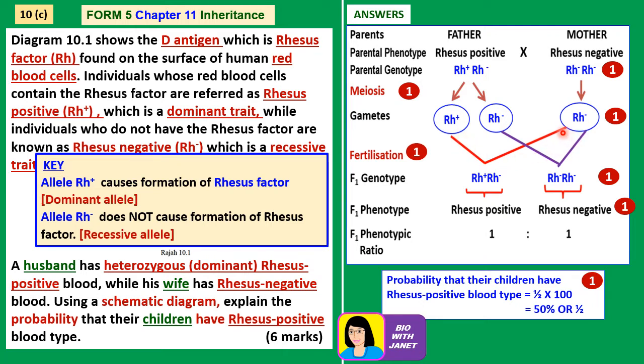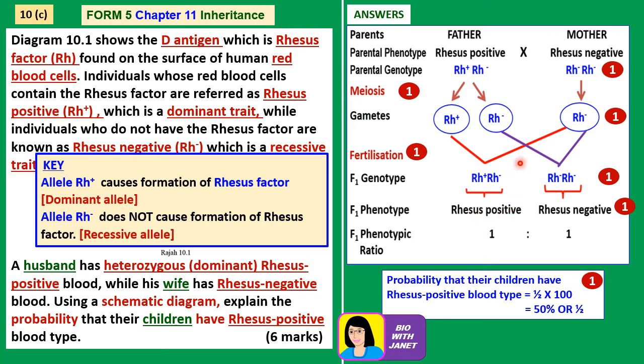So there are two possibilities. The first one is the male gamete with the Rh positive allele fuses with the female gamete, which has Rh negative. So the genotype of the offspring, that means the F1 generation, is Rh positive, Rh negative. Okay? And then what is the phenotype? So below we can write the phenotype. Since there is a dominant allele Rh positive, this child is Rhesus positive.